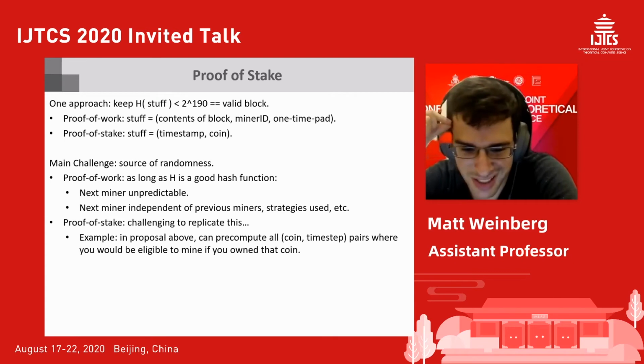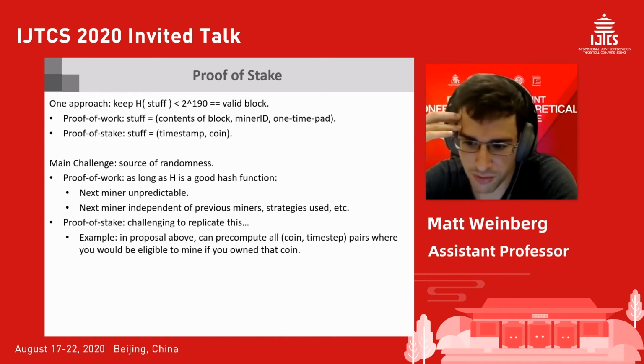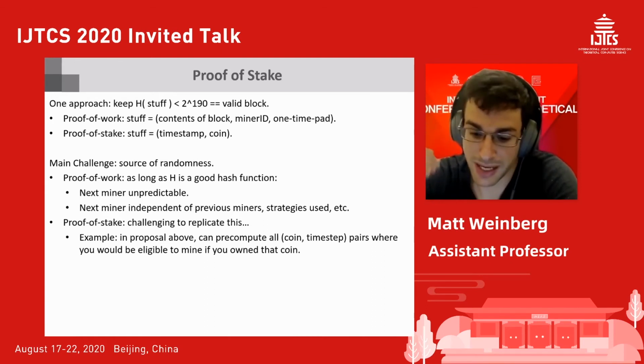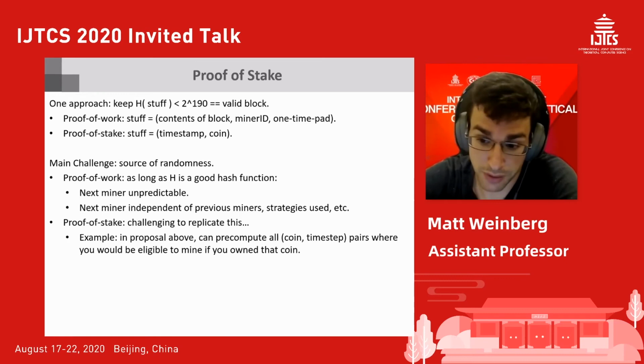And the point is, it's just really challenging to replicate this in proof of stake if you want to use the blockchain itself as a source of pseudo-randomness. So for example, in this naive proposal, one thing I can do is pre-compute all coin-timestamp pairs where I would be eligible to mine if I own that coin. And now I know a lot more about the future. And that maybe will give me more power.